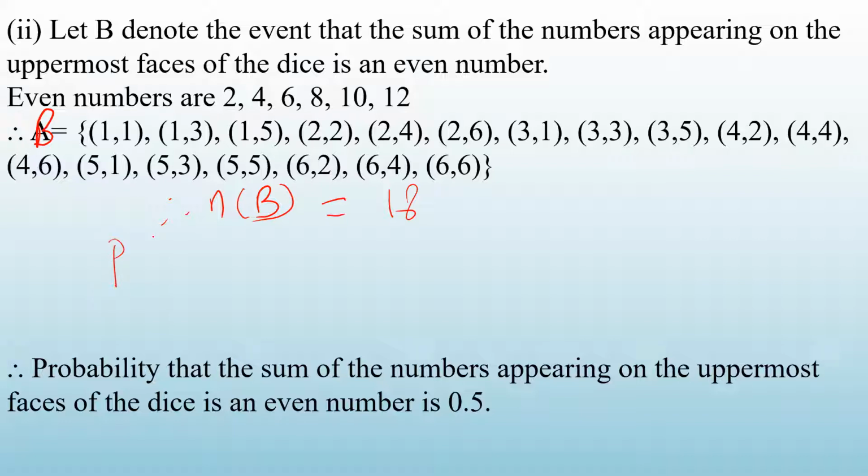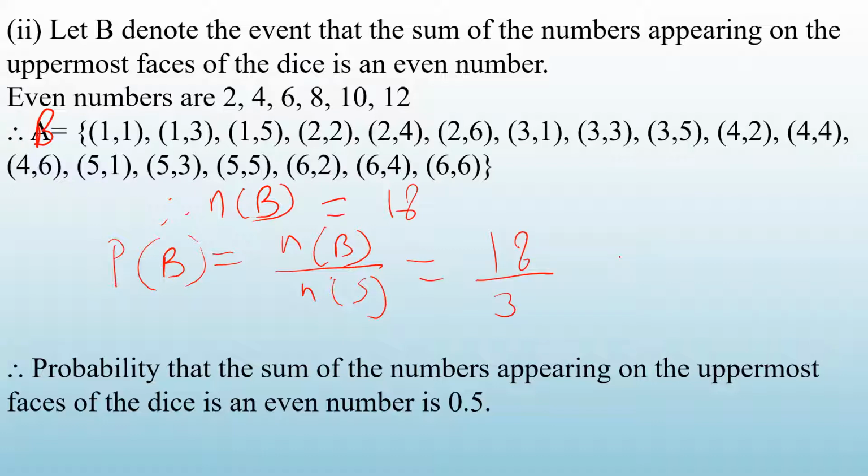So therefore, what is the probability of this event? It is the number of points in the event divided by the number of points in the sample space. So 18 upon 36. So that is 0.5. Okay. So therefore, here I have concluded the probability that the sum of the numbers appearing on the uppermost faces of the dice is an even number. That probability is coming as 0.5. Okay. In a similar way, you can solve the next problem.